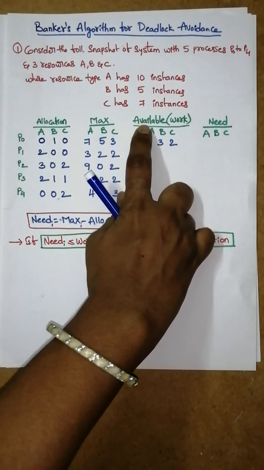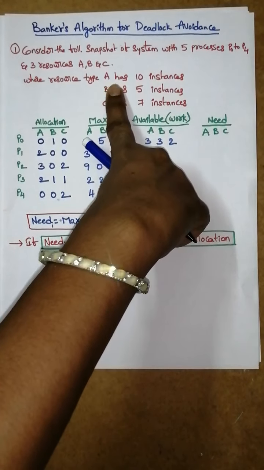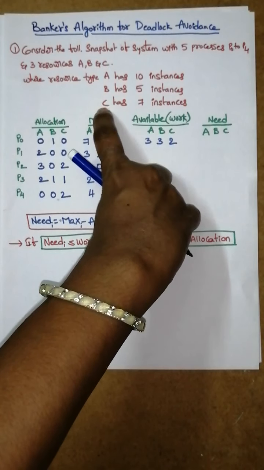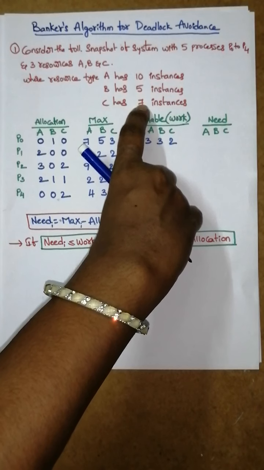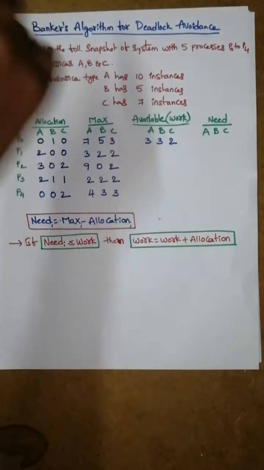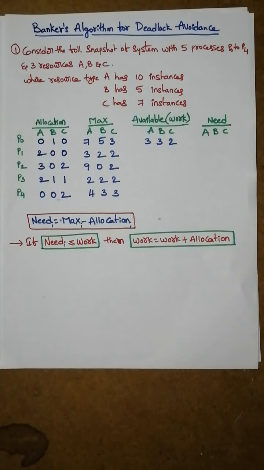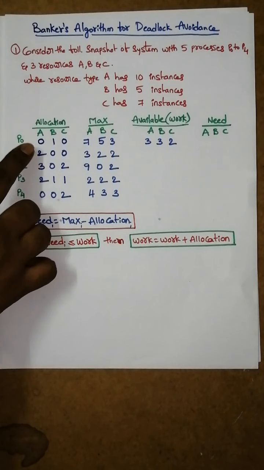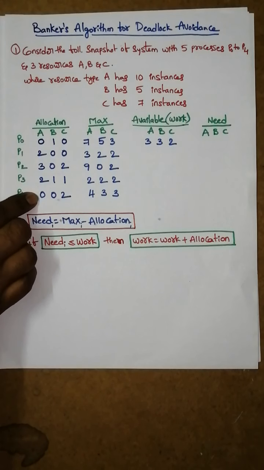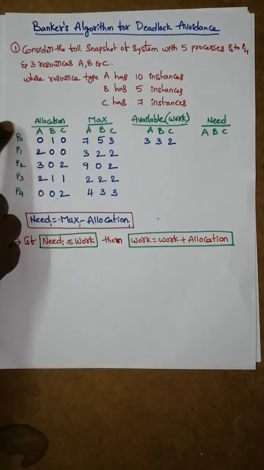Now what does available mean? If you observe the resources here, A has 10 instances, B has 5 instances, C has 7 instances on the whole. A has 10 instances means A is a resource which has 10 copies. Now how many have I allocated already? If you take A instances for all the 5 processes, I have allocated 7 in total. So out of 10, 7 are allocated.